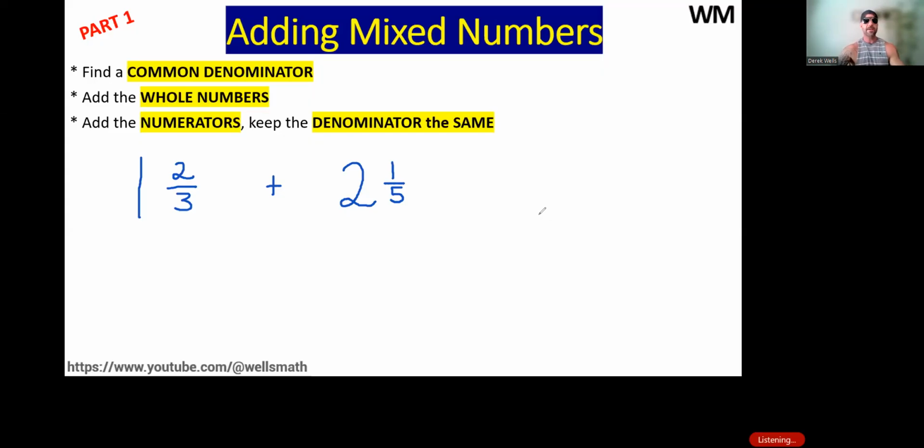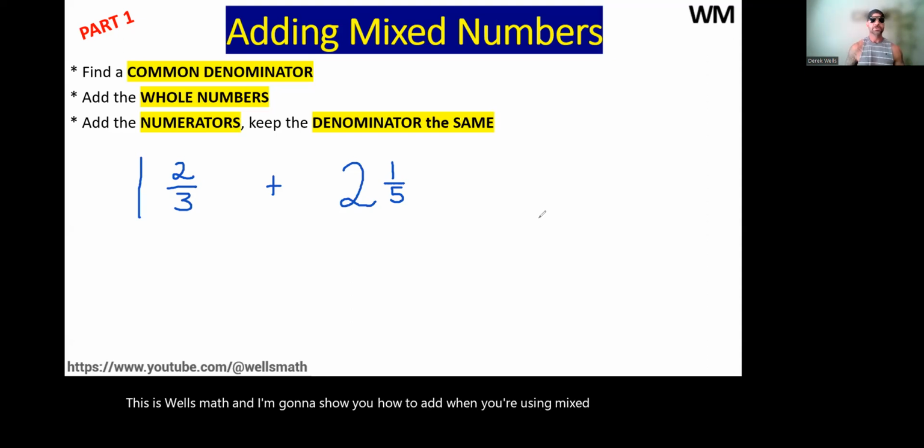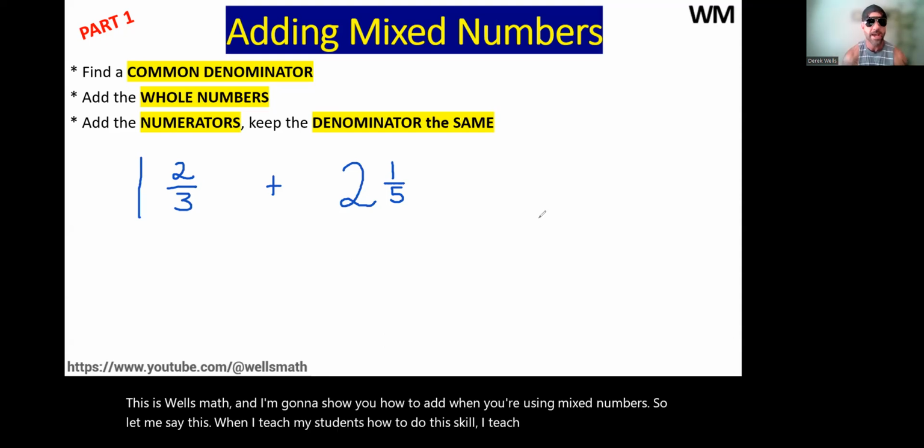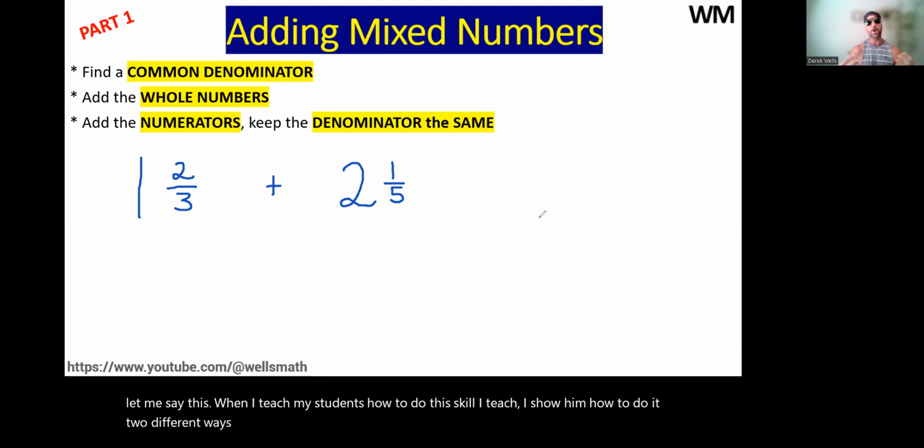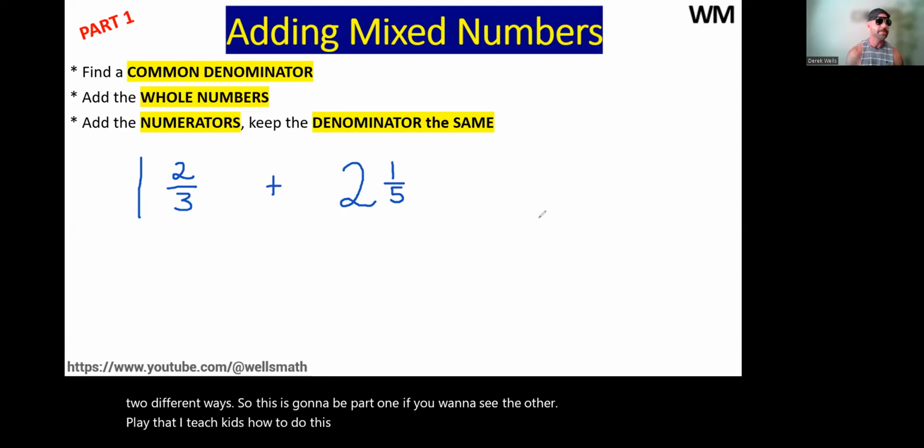This is Wells Math, and I'm going to show you how to add when you're using mixed numbers. So let me say this. When I teach my students how to do this skill, I show them how to do it two different ways. So this is going to be part one. If you want to see the other way that I teach kids how to do this skill, then watch my part two video on my YouTube channel. But let's get started with this one.